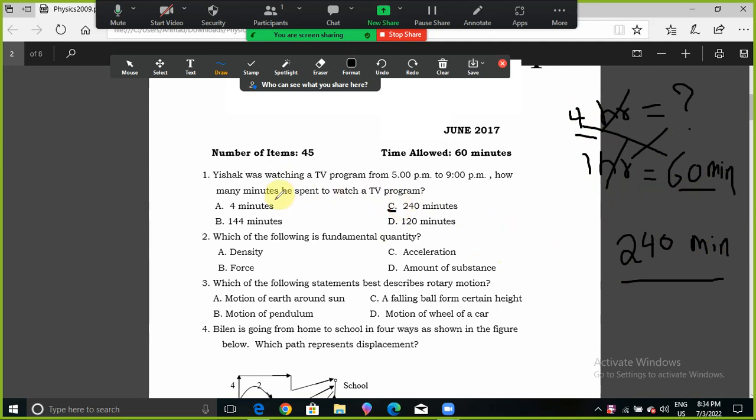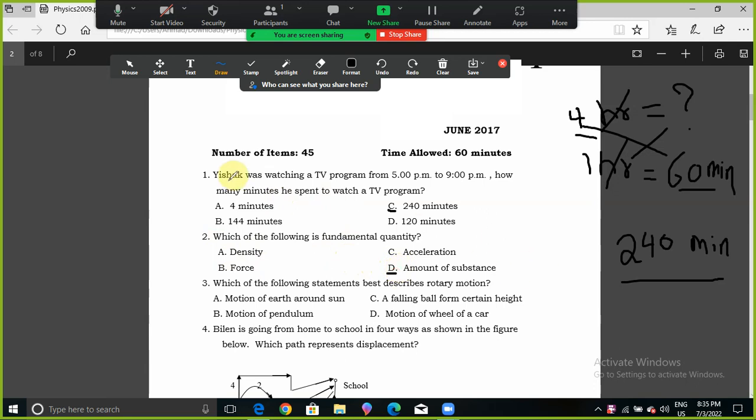Now, question number 2 says: which of the following is a fundamental quantity? A, density; B, force; C, acceleration; and D, amount of substance. Density, force, and acceleration, these three are derived physical quantities. That means they are different quantities. But amount of substance is one of the 7 fundamental quantities. So amount of substance is a fundamental quantity. That means the answer for question number 2 is D.